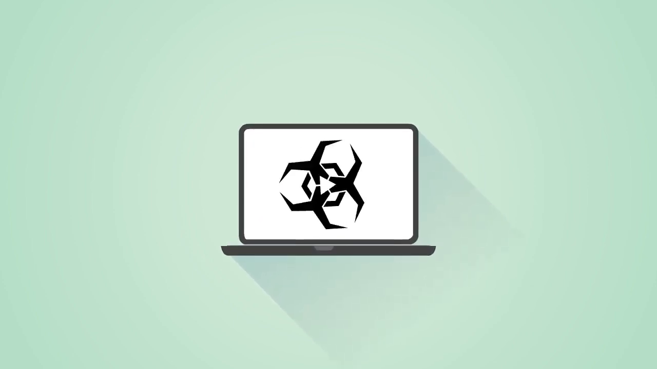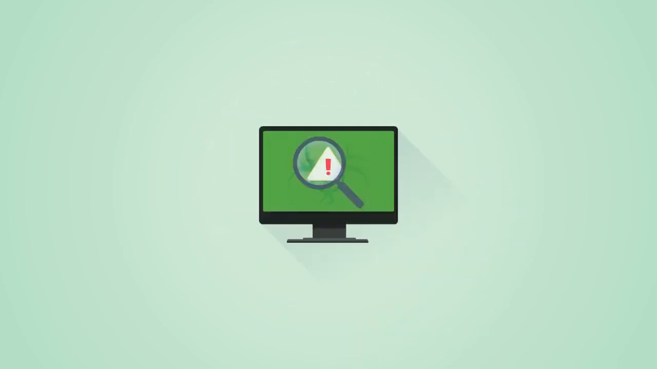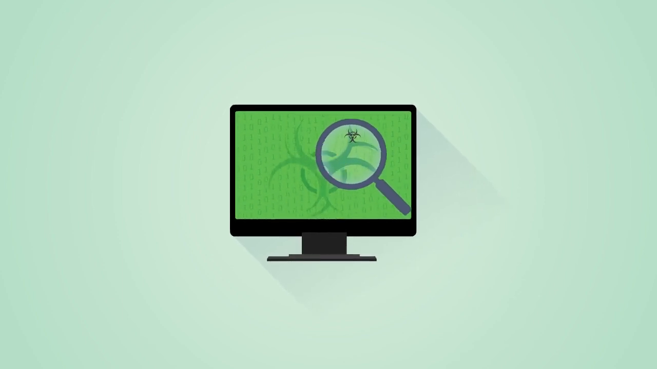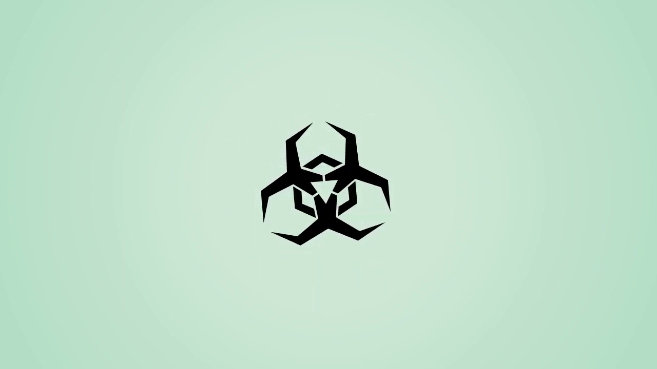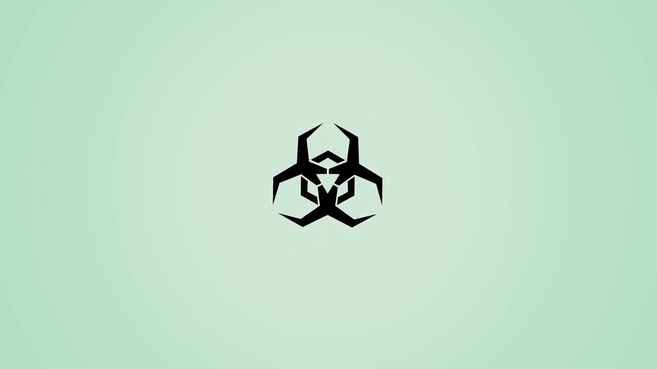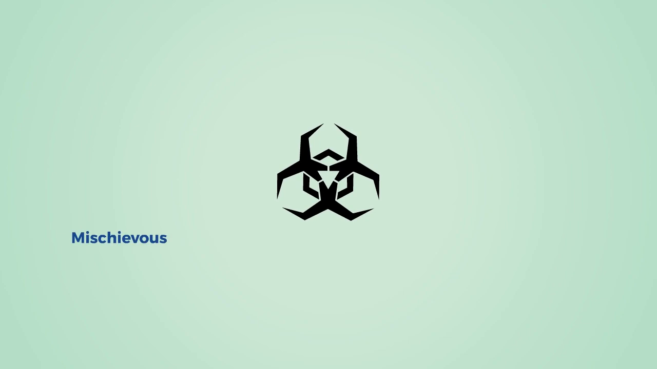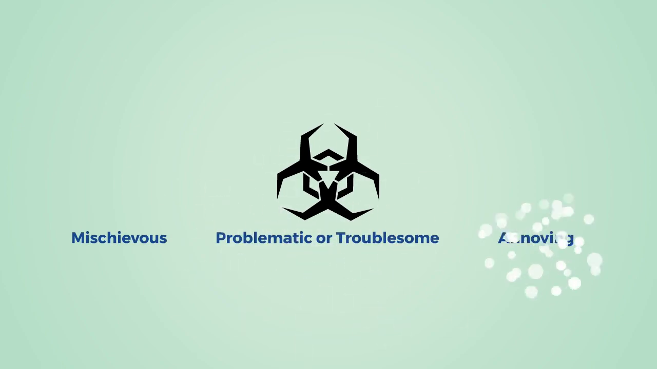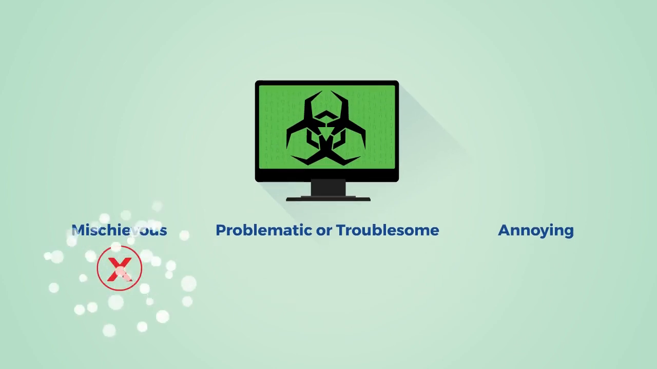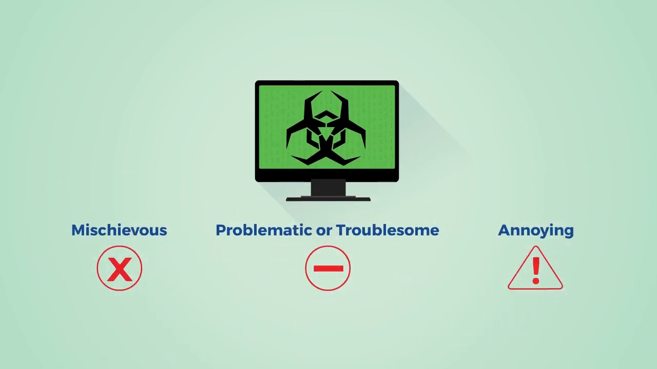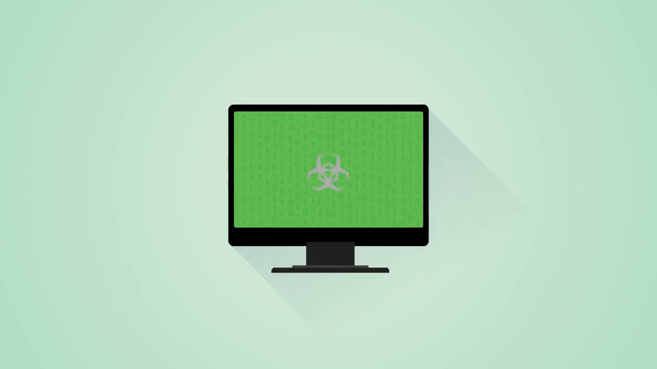So technically speaking, the definition of a virus from the IT security perspective is an unwanted and unsolicited malicious program. Now what's interesting is viruses aren't always malicious. They can be mischievous, problematic, troublesome, or annoying, and they may be on your system and you don't even know it. But they're definitely unwanted and unsolicited, and they're often malicious. They're pieces of code that can potentially damage an electronic system.